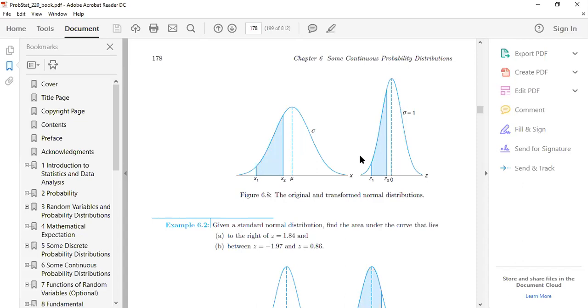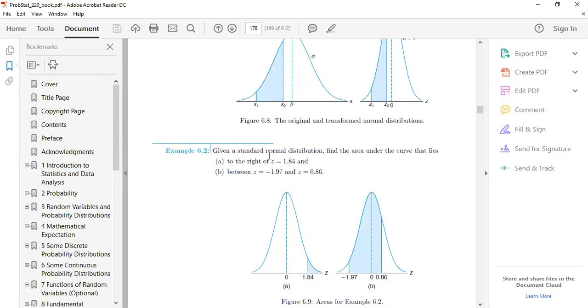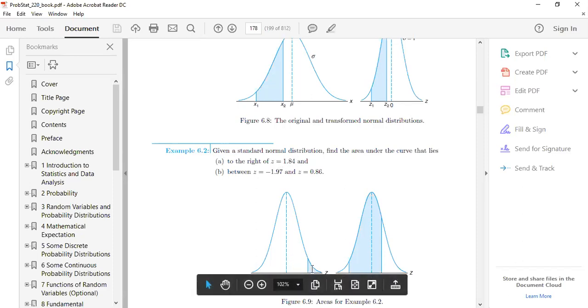Now let's try to see some examples. These examples are quite interesting and quite useful. Once we are done with these, we can do the rest of the things. So let's start with my first example, 6.2. It says that given a standard normal distribution, find the area under the curve that lies to the right of z equal to 1.84. Right of z means this one.